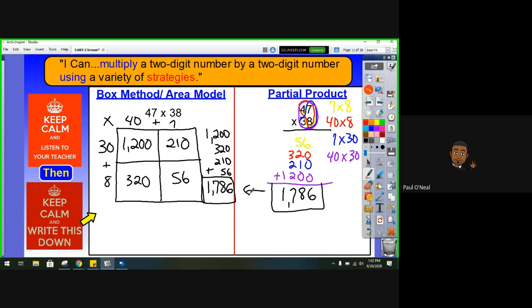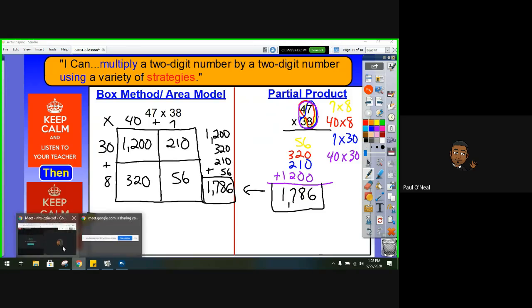But again, notice, box method, of course, we're using a box, right, finding the area. Partial product, we're taking out the products or finding out separate products and adding them all together, okay? So the next thing that I want you to do, I want you to briefly watch this little video, and we will then, of course, end it, all right? So take a listen.